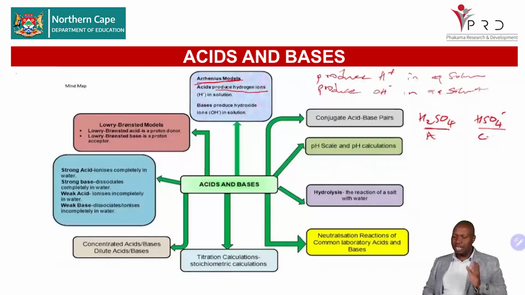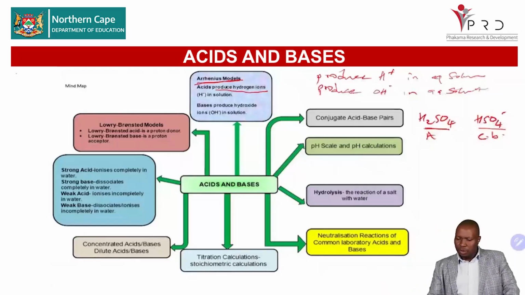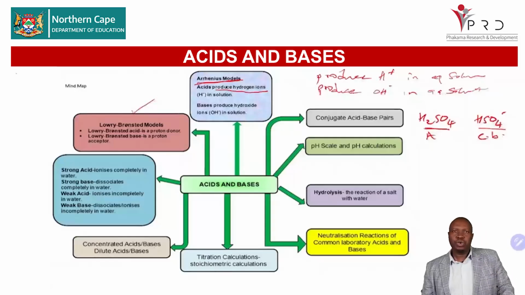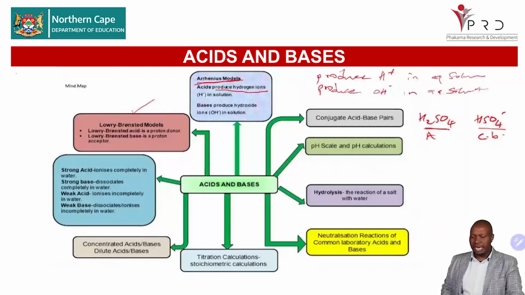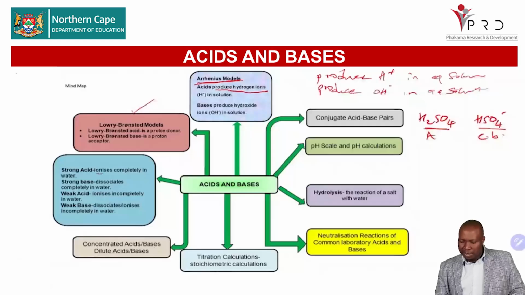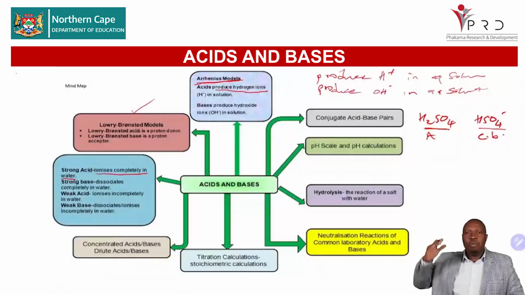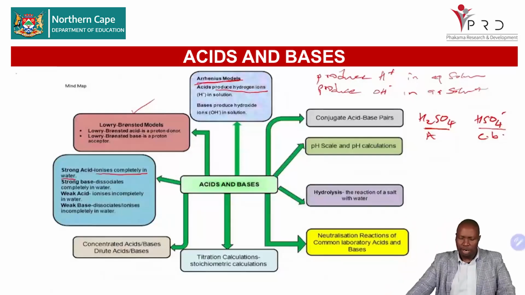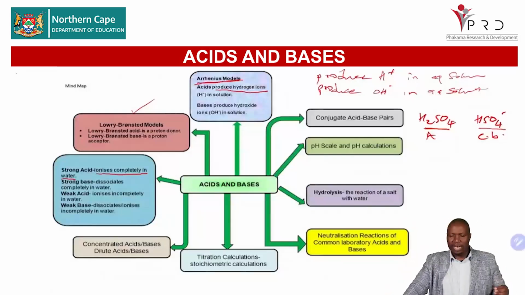So you must be able to identify the acid and its conjugate base as well, and the base and its conjugate acid. Now, as well, you have done your Lowry-Bronsted model: an acid is a proton donor, a base is a proton acceptor. You can't go to the exam without knowing that. You have talked about strong acids and weak acids. Strong acids ionize completely in water to form a high concentration of hydronium ion, and weak acids ionize incompletely.